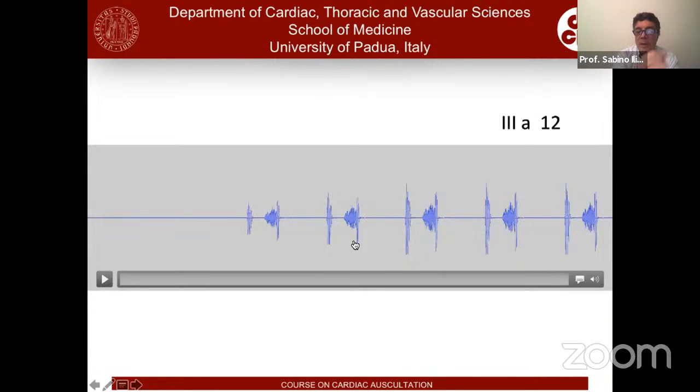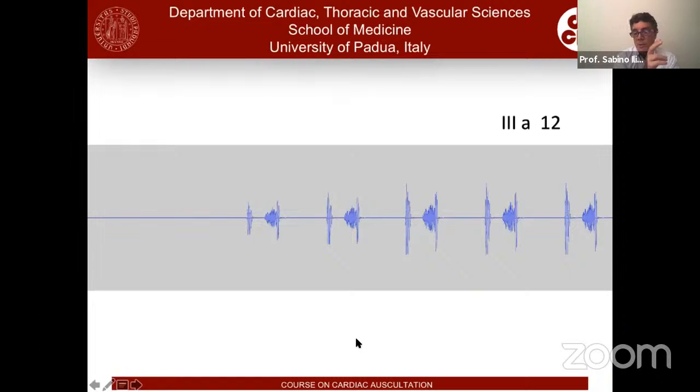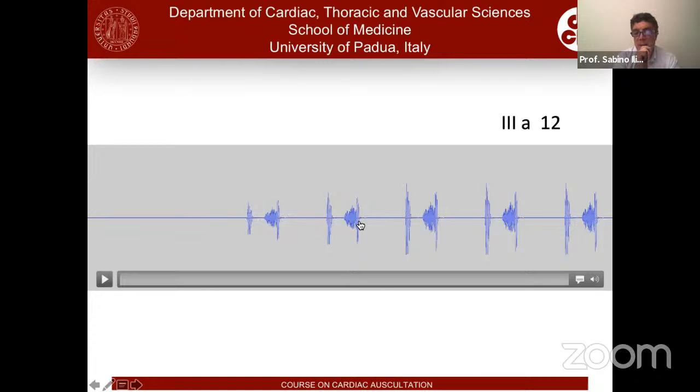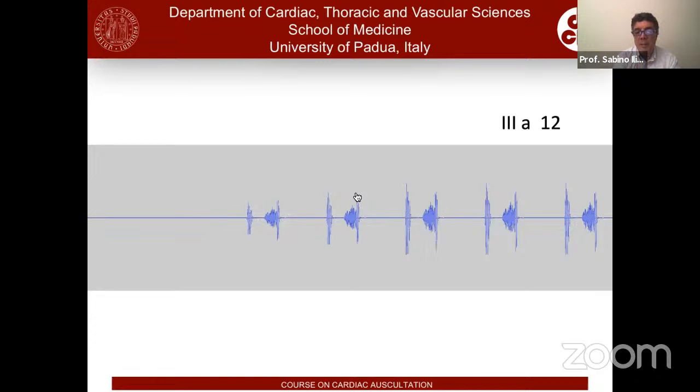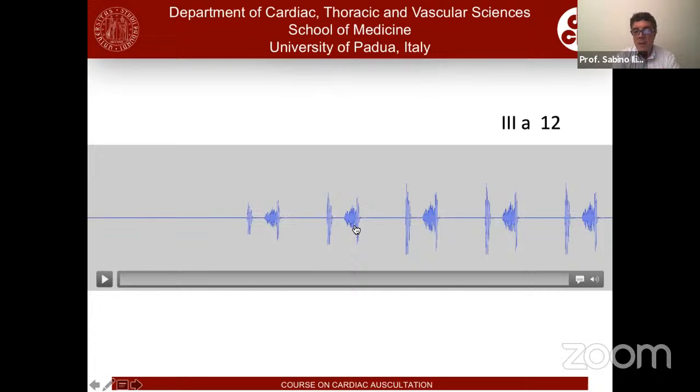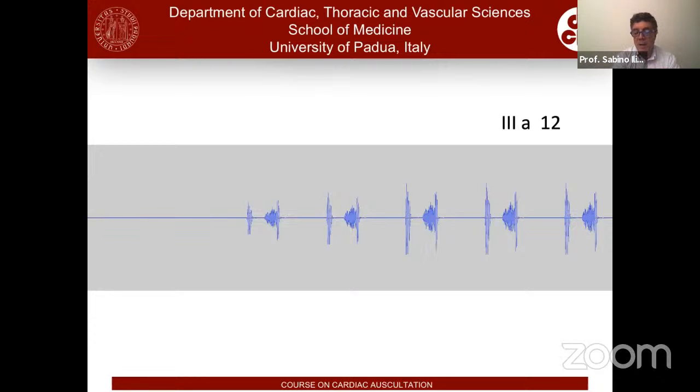What produces something like this? Mainly two situations. One is mitral valve prolapse, that is the next lesson. The other one is a dysfunctioning mitral papillary muscle in ischemic heart disease or acute myocardial infarction. And this is something that is typical of ischemic heart disease. When you hear something like that in a patient with ischemic heart disease, you do not have to be worried about the mitral valve, but you have to be worried about the left ventricle.